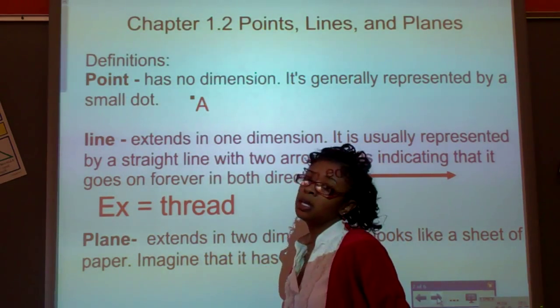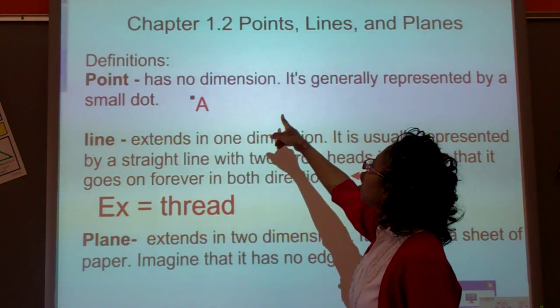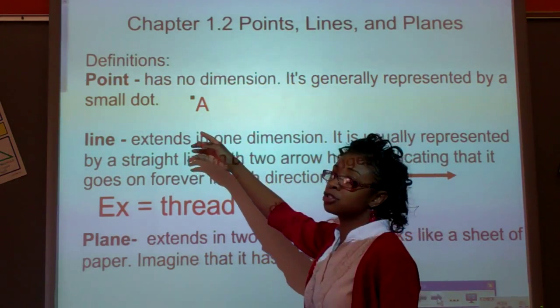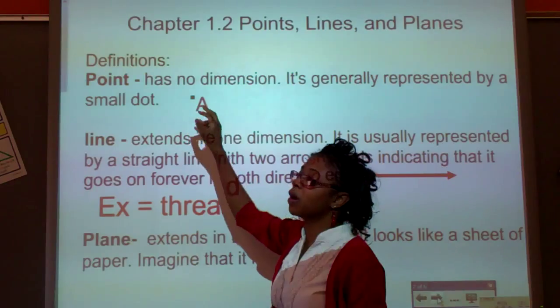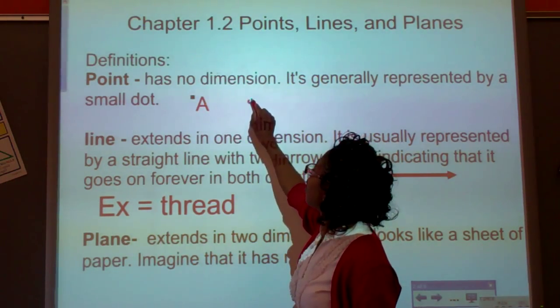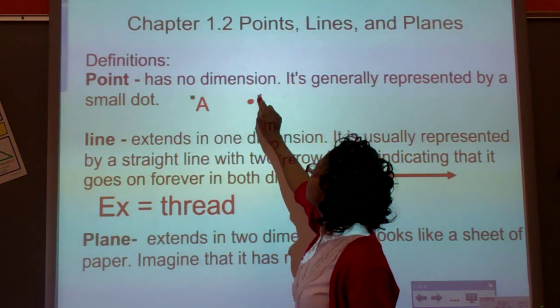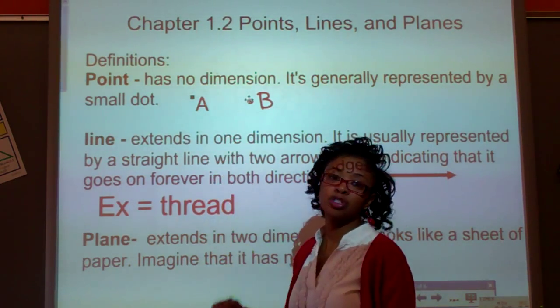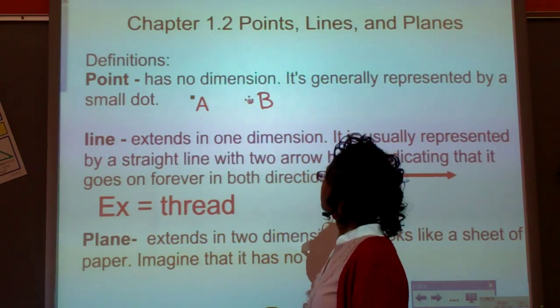The definition to begin: a point has no dimension, just a dot, generally represented by just that, a dot. So this is point A. So I put a small dot, point B, and so on and so forth. Again, a point is just represented by a dot.